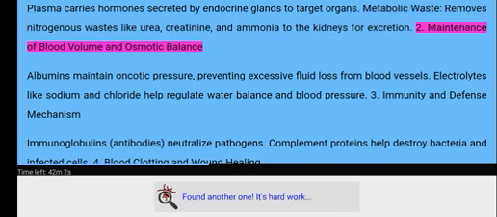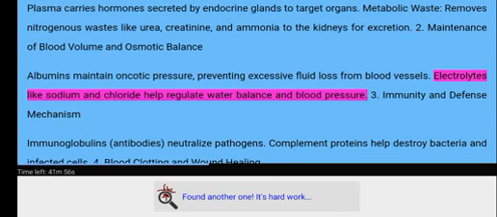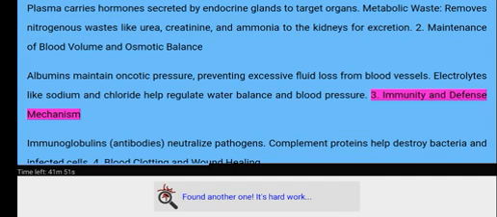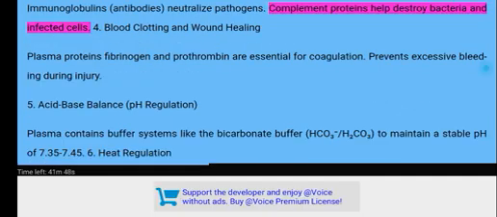2. Maintenance of blood volume and osmotic balance. Albumins maintain oncotic pressure, preventing excessive fluid loss from blood vessels. Electrolytes like sodium and chloride help regulate water balance and blood pressure. 3. Immunity and defense mechanism. Immunoglobulins, antibodies, neutralize pathogens. Complement proteins help destroy bacteria and infected cells.